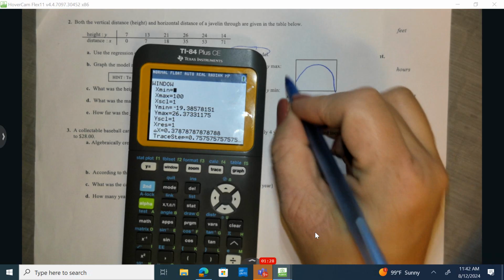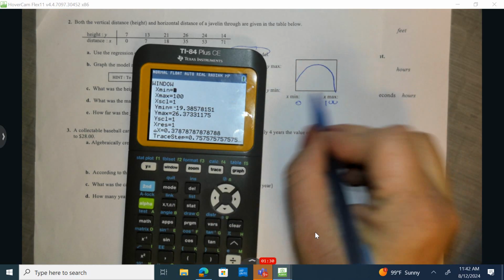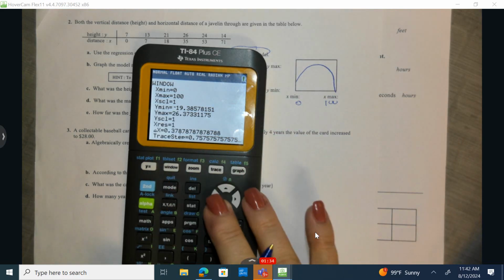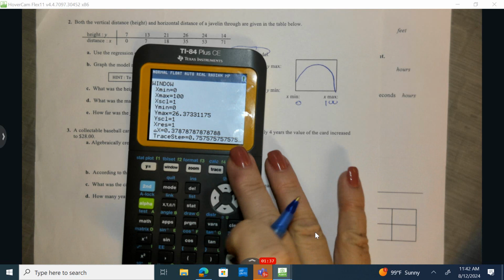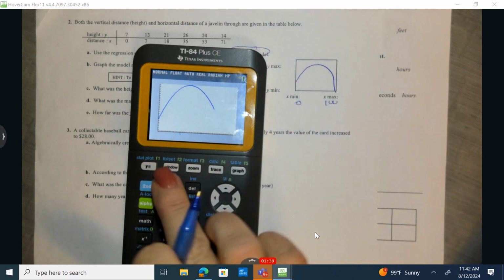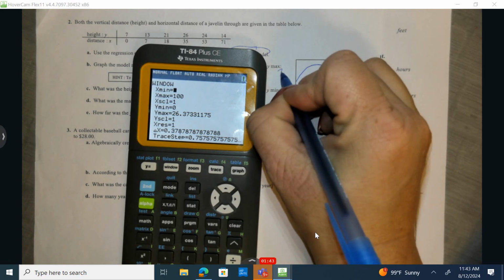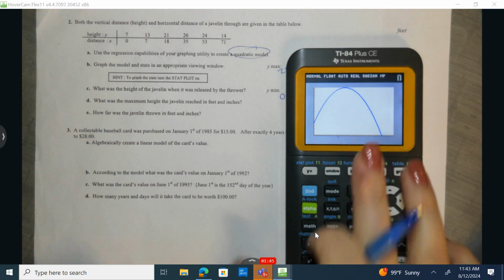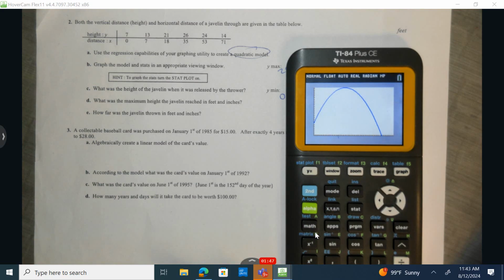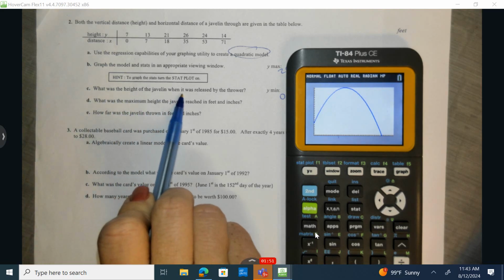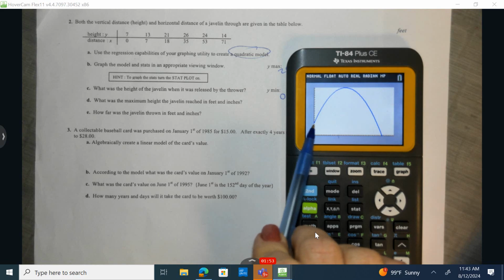And then here, I really don't need to have negative numbers because this javelin's not going to go down below, but I could adjust this window to not have any negative y values. Again, the javelin's not going below the ground. And so we could go actually from 0 all the way up to 26. Okay, so now that I have an appropriate viewing window, what is the height of the javelin when it's released by the thrower? So this is the initial height.